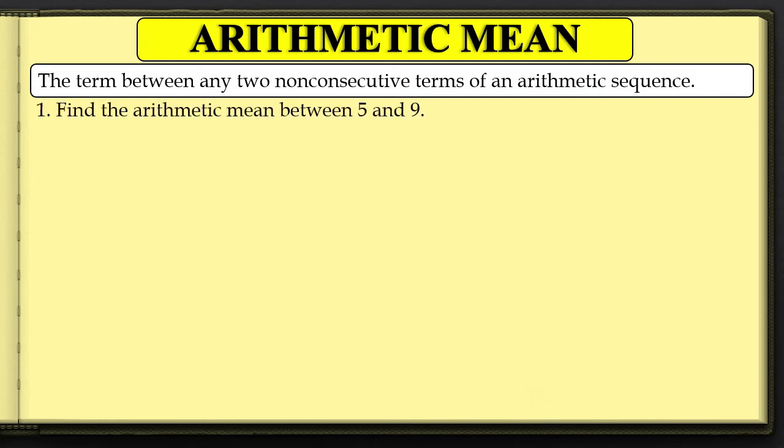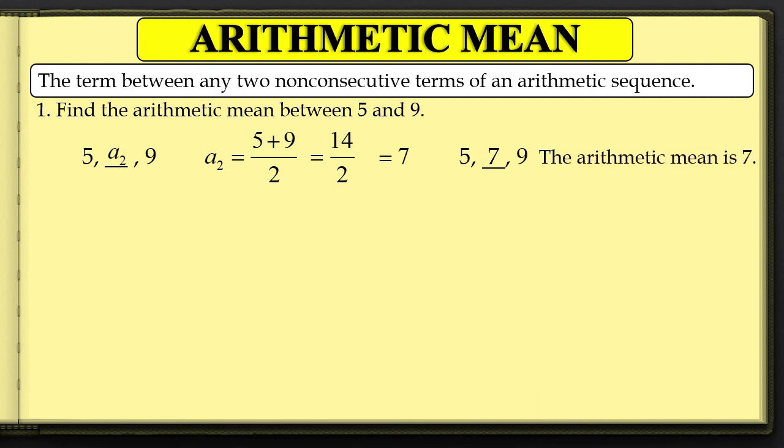Let us find the arithmetic mean between 5 and 9. If we let 5 as the first term, then we are looking for the second term or a sub 2. 9 will be the third term since the number of arithmetic mean that we need to find is only 1. In this case, we can use this formula. Add the given terms then divide it by 2. In the problem, the answer is 7. So the arithmetic mean between 5 and 9 is 7. The sequence 5, 7, 9 is surely an arithmetic sequence if you check the common difference.